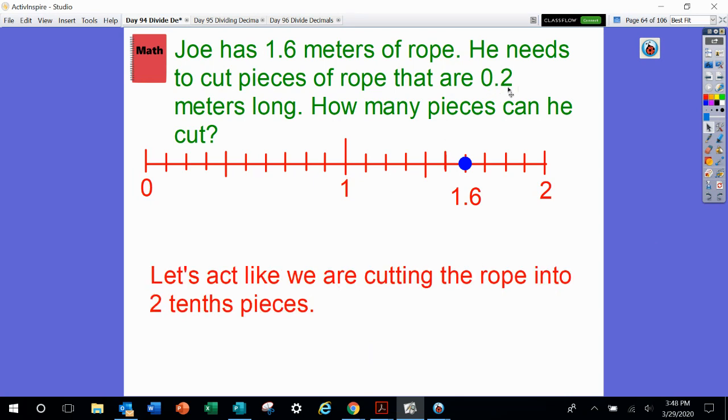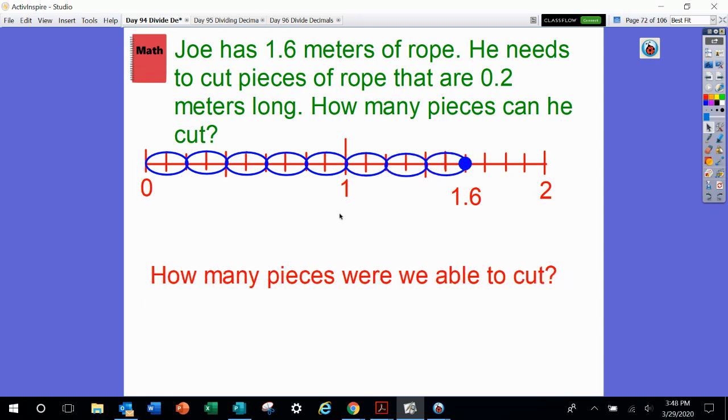The next important part was that we are going to cut it. Okay, so I'm just going to draw circles around what I'm cutting, and I'm going to cut it into 2/10 meters long. So let's act like we're cutting the rope into 2/10 pieces. So here's 2/10. Here's another piece that I'm going to cut, 2/10. So right now I've cut 2 pieces. Here's 1 2/10, 1 2/10, 1 2/10. So how many pieces?